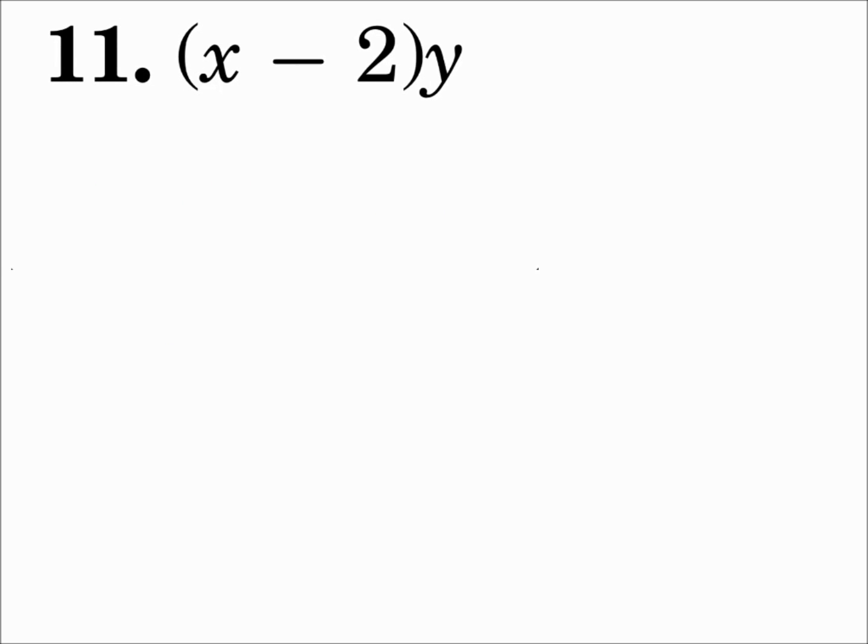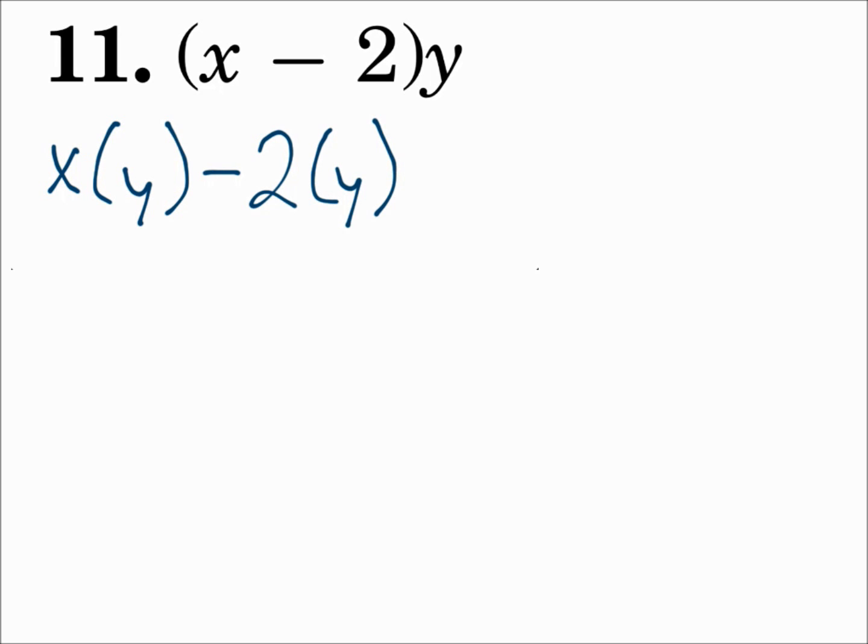Notice on this one, the y that's outside is after the quantity. You still do the outside times each one inside. The y times the x, and the y times the 2. Make sure you still subtract because there's subtraction with x minus 2. X times y is xy. 2 times y is 2y. Those are unlike terms, so this is finished.